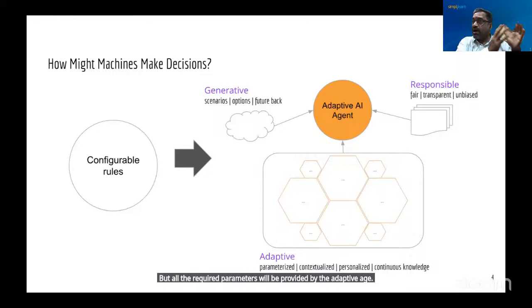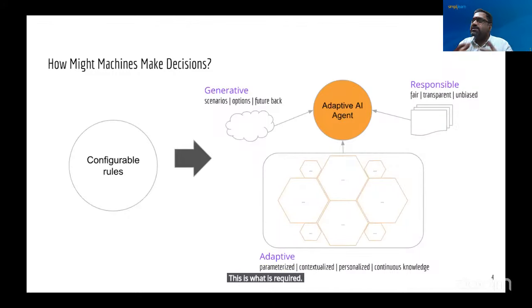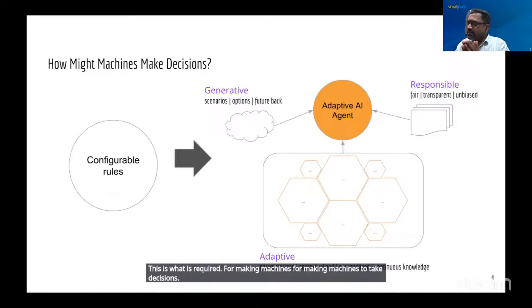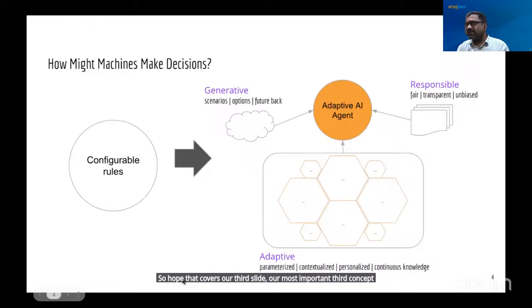So simple configurable rules shift into generative, responsible, and adaptive AI. This is what is required for making machines take decisions. So I hope that covers our third slide, the most important third concept of today's webinar.